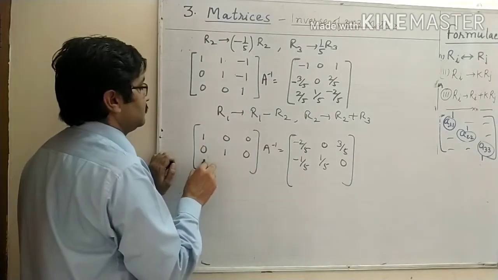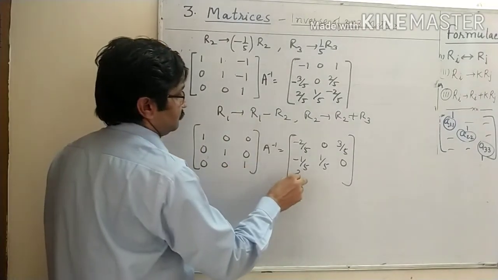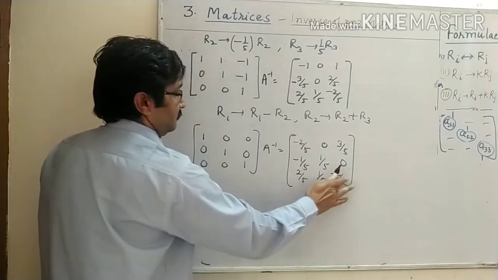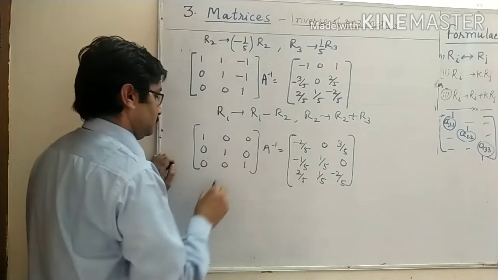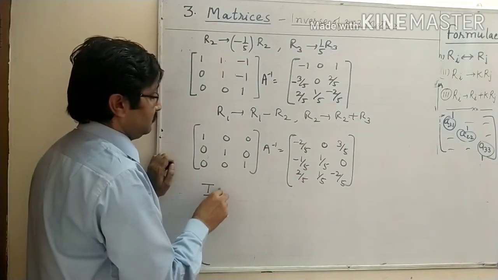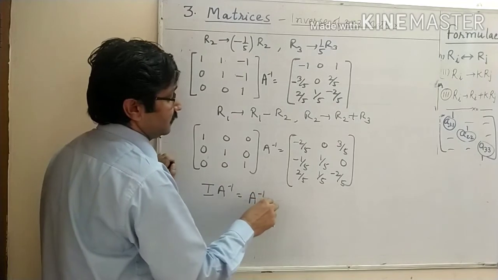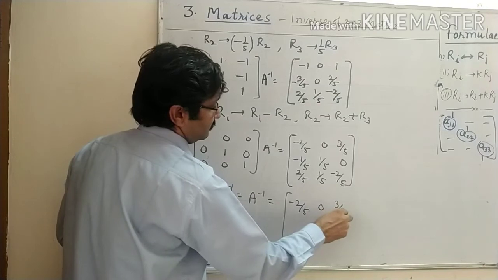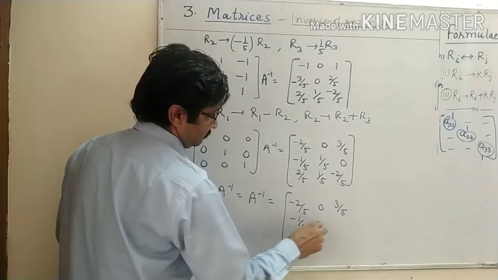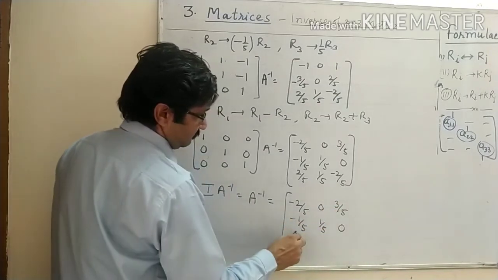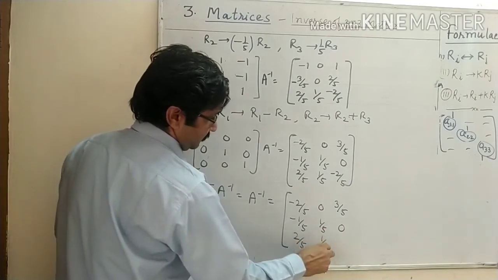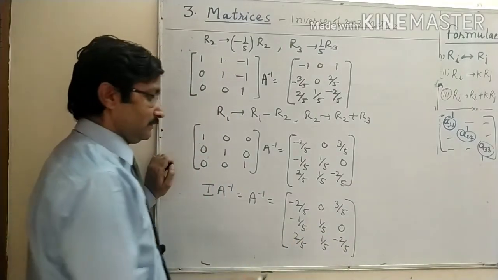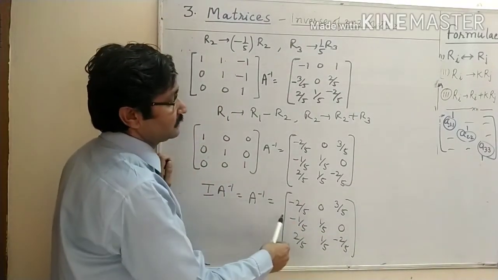Now r3 is as it is, 0, 0, 1, this is 2 by 5, 1 by 5 and minus 2 by 5. Look here, this is the identity matrix I, and I into A inverse is A inverse, and that we get: minus 2 by 5, 0, 3 by 5, minus 1 by 5, 1 by 5 and 0. This will be 2 by 5, 1 by 5 and minus 2 by 5. This is A inverse. So hope you understand this. This is the A inverse we get here.